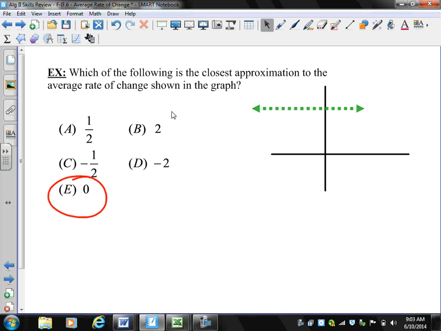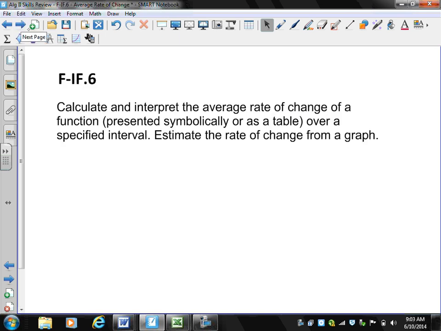Okay, so hopefully all this was beneficial, and you have a little better understanding of how to calculate and interpret the average rate of change. Again, that's just the slope, right? Average rate of change is a fancy word for slope. So we calculated the average rate of change for a function. We did this symbolically, using the last column with the runner, and we also saw a table over a specified interval, and we estimated the average rate of change from the graph, and we did that a couple times, didn't we?